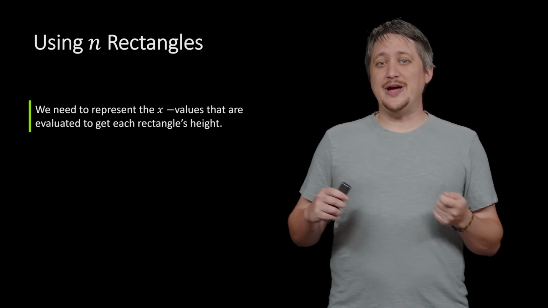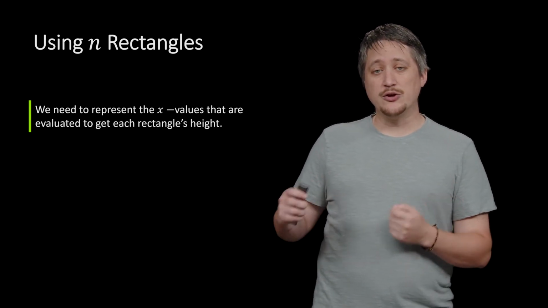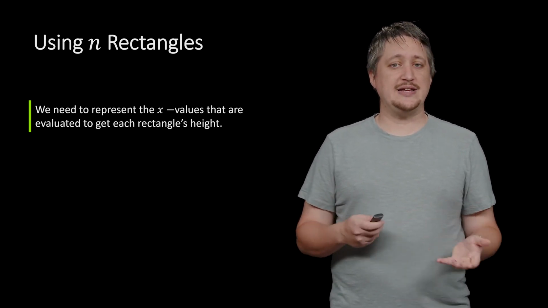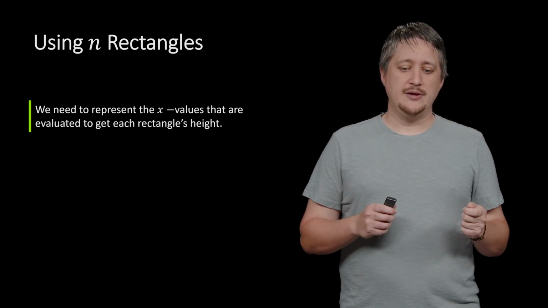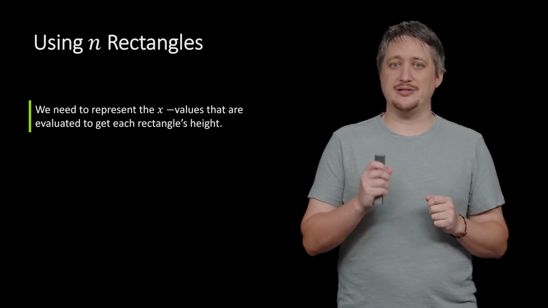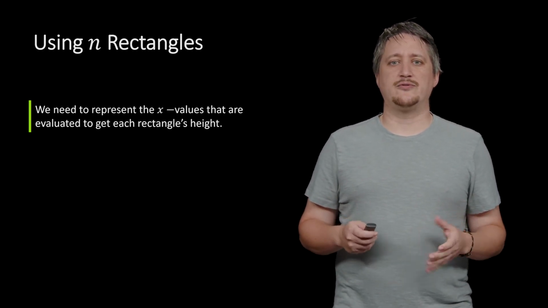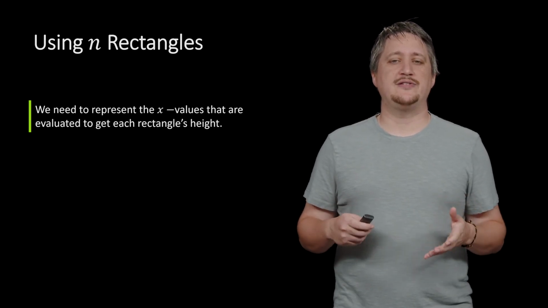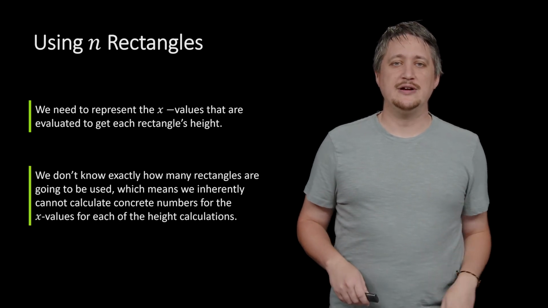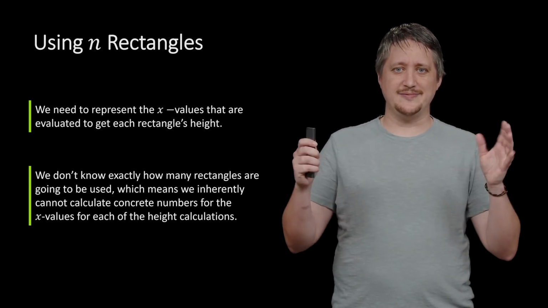All right, so the other part of it then. Changing to n rectangles means that we have the width changing. We talked about that to get the delta x. The other part that changes is how we represent these x values that are used to get each of the heights. We know that the x value we choose is different between the endpoint approximations: the right endpoint, left endpoint, midpoint. But even beyond that, for even one of those, say the right endpoint, how do we write down what those things are when we don't know how many rectangles we have? So in particular, we don't know exactly how many rectangles are going to be used. This is this n value.